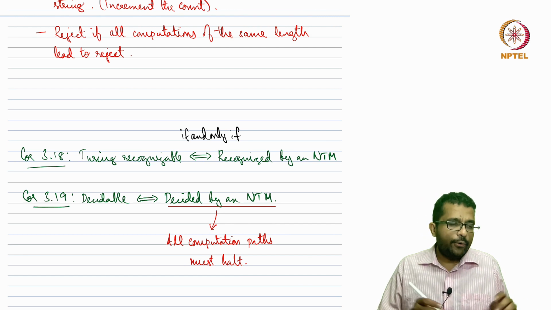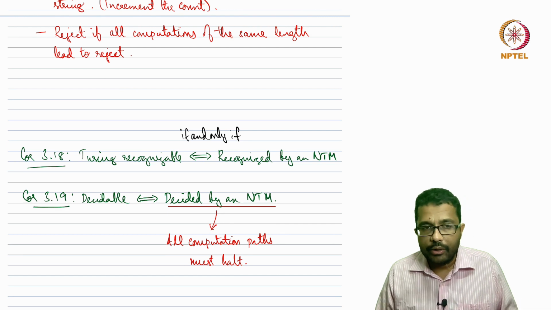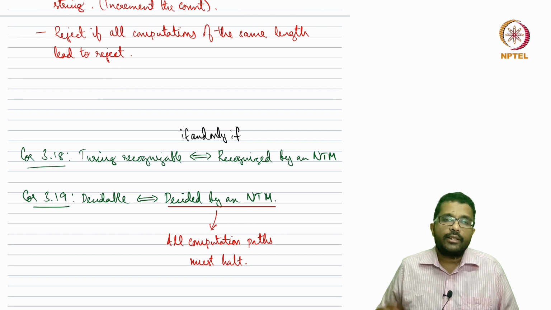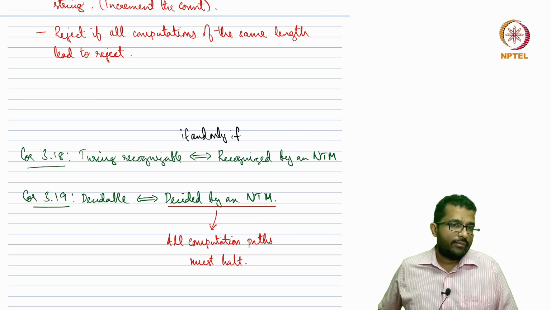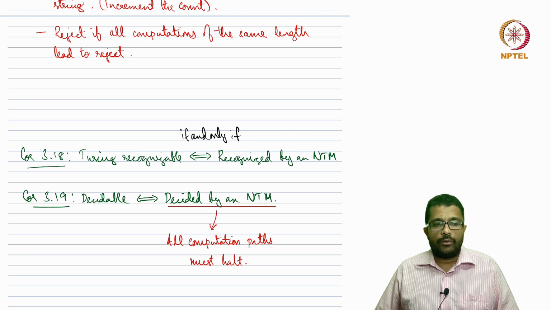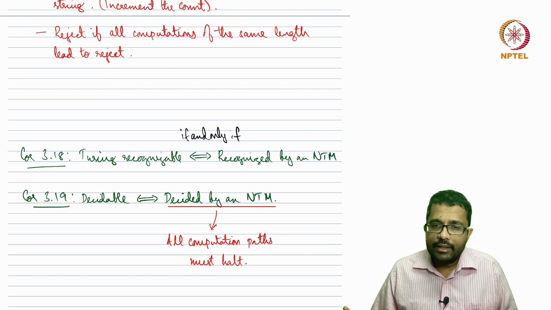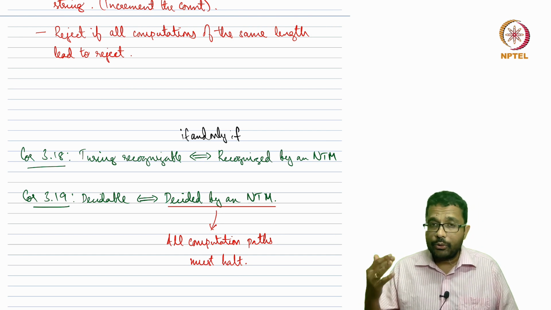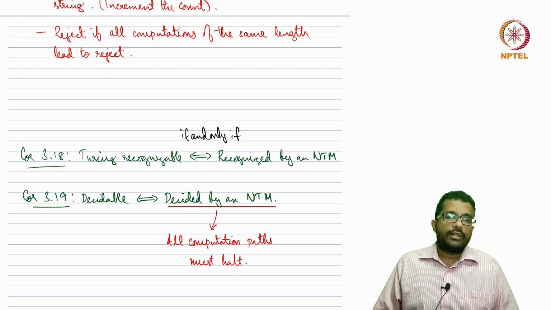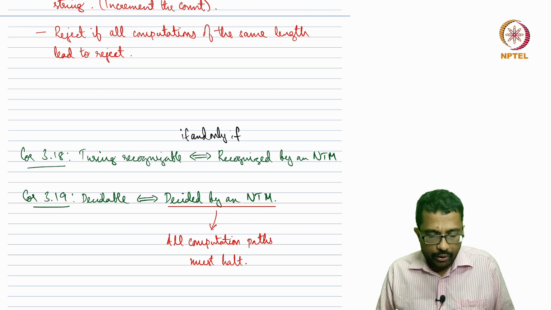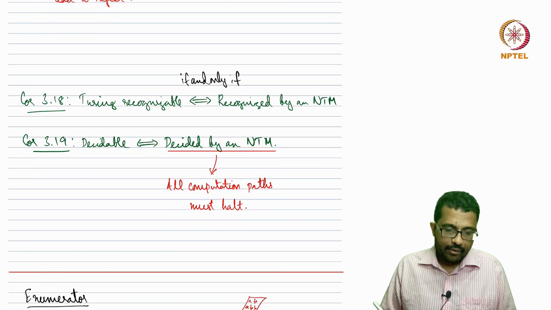So if you are asked to show that some language is Turing recognizable, it is enough to build a non-deterministic Turing machine that recognizes that language. It is not necessary that you build a deterministic Turing machine. Building a deterministic Turing machine is also okay, but even a non-deterministic Turing machine is okay. If you have to show that a language is decidable, you can build a non-deterministic decider. Just one point I want to mention about a non-deterministic decider.